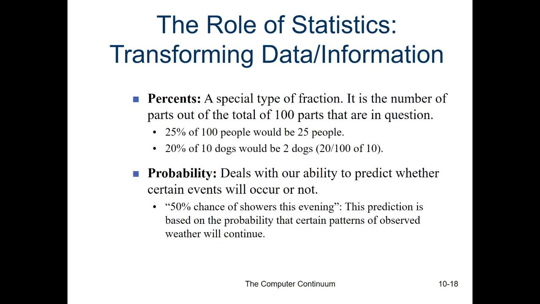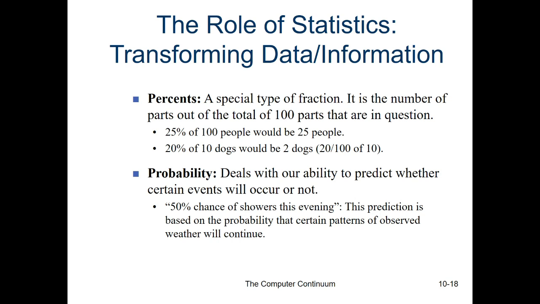First off, we have percent, which typically describes a special type of fraction. It's the number of parts out of a total of 100 parts that are in the question. For example, 25% of 100 people would be 25, or 20% of 10 dogs would be 2, and things like that. So you could simply define it as out of 100.